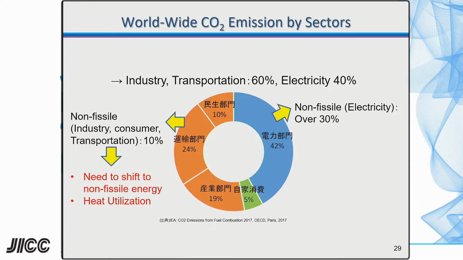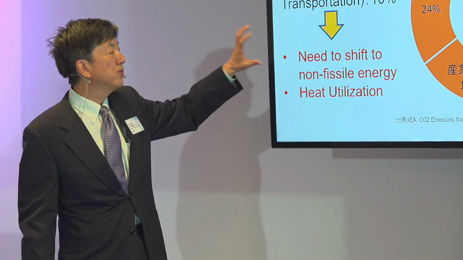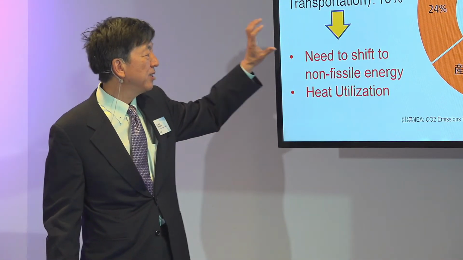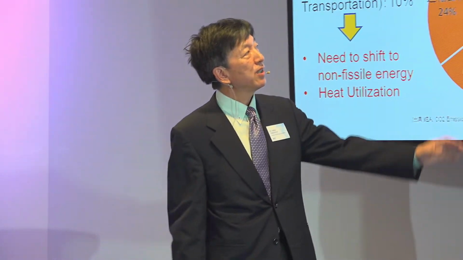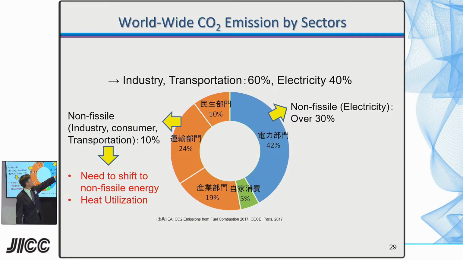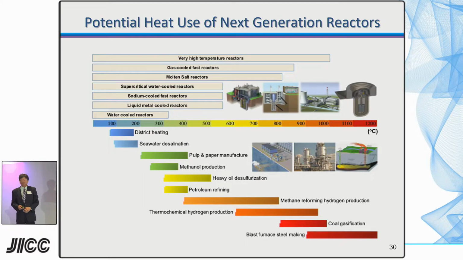Automobiles, trucks, and airplanes cannot use renewable energy currently, so they rely on fossil energy, oil. This is a very, very important part, and we need to shift to non-fossil energy. That is the heat utilization. The electricity part is already over 30%, right?